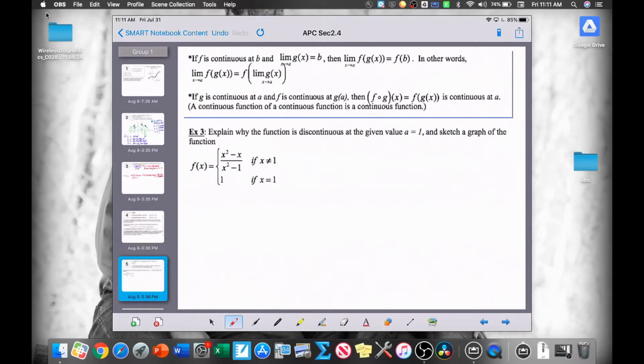And then if f is continuous at b and the limit, this just is talking about our limits of functions and understanding that a composition of functions, kind of below it says, if g is continuous at a and f is continuous at g of a, then the composition f of g of a is continuous at x equals a. A continuous function of a continuous function is a continuous function.